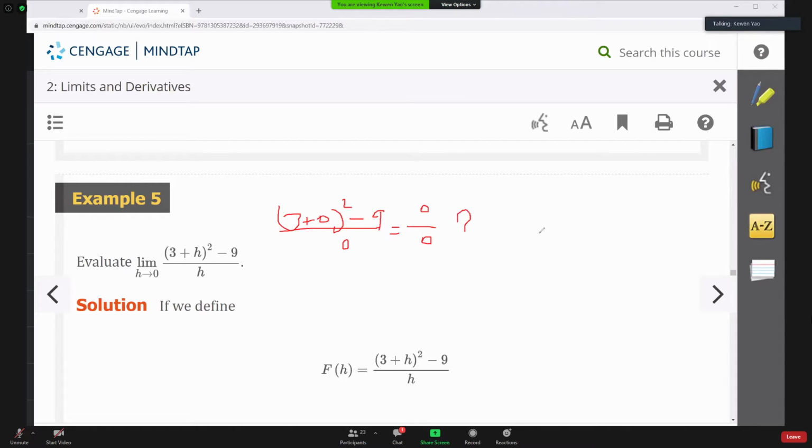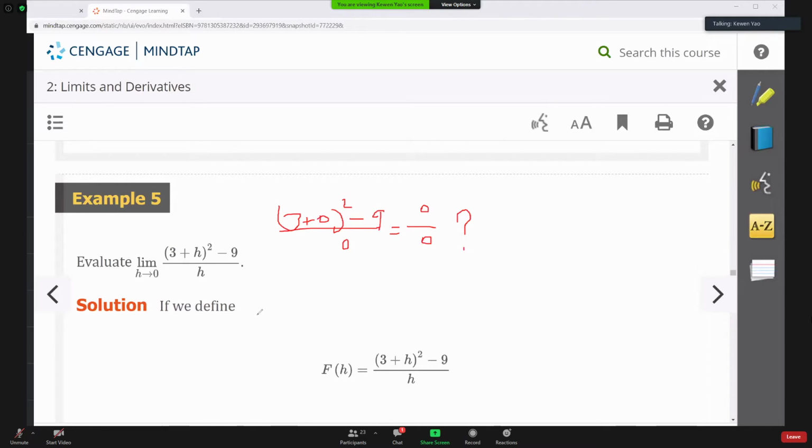Again, you have a question mark here. What's 0 over 0? We don't know, because this doesn't make sense in mathematics, right? So we cannot use DSP, direct substitution property, for this problem. Again, you have to do what? You have to do algebra.